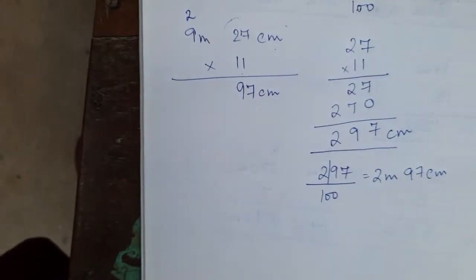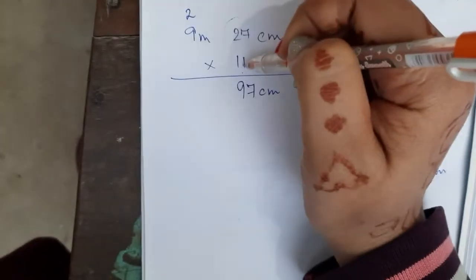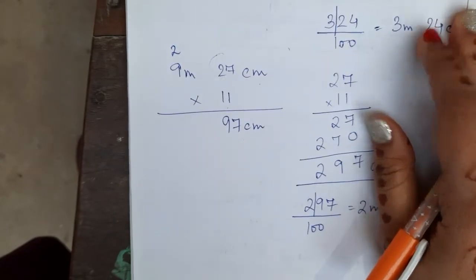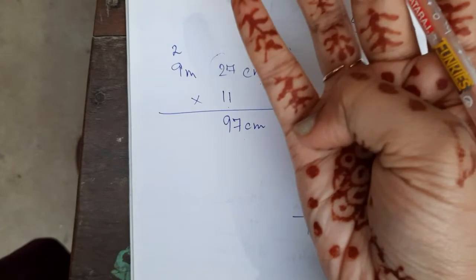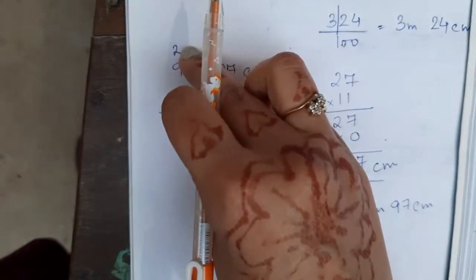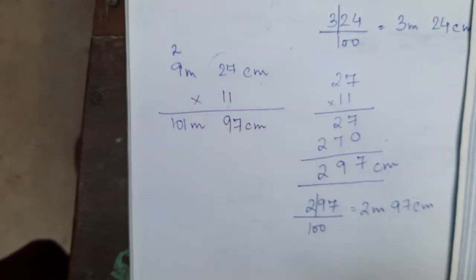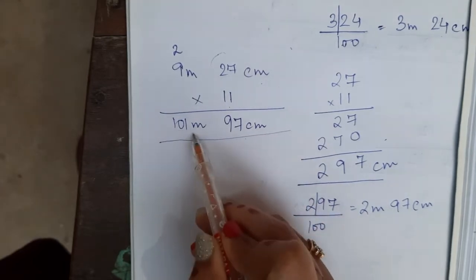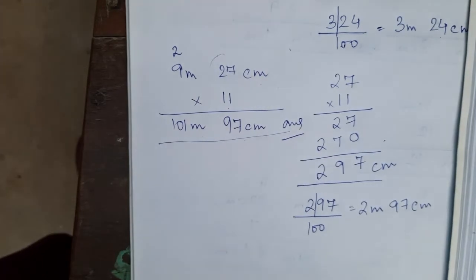Alright. Now what is the next step? Now what are we going to do? Now we are going to multiply 11 with 9. Very easy, isn't it? 11 nines are how much? 99. 99, 100, 101. We have to add 2 also. So 101 meter. So our answer becomes 101 meter 97 centimeter.